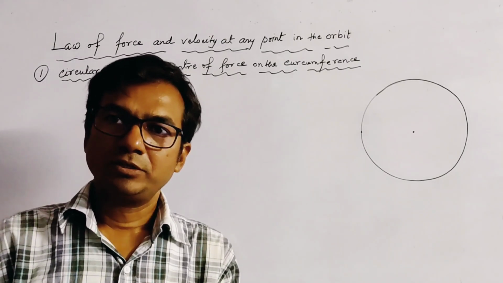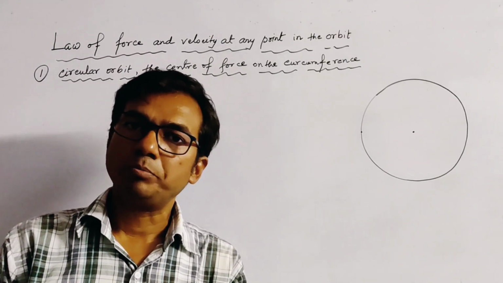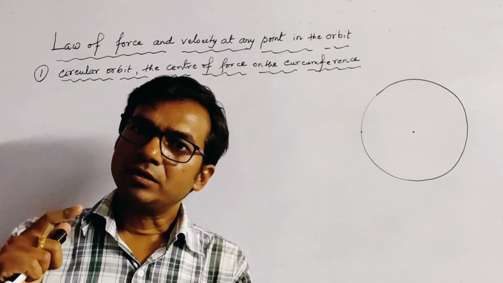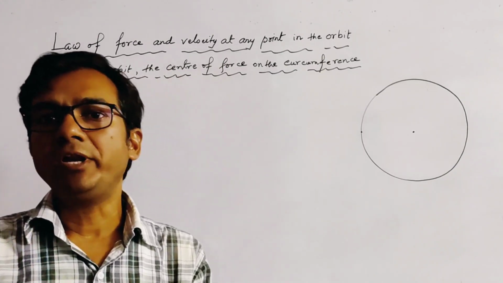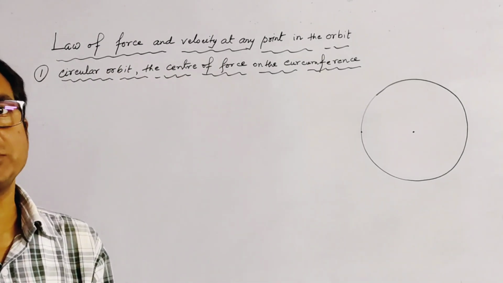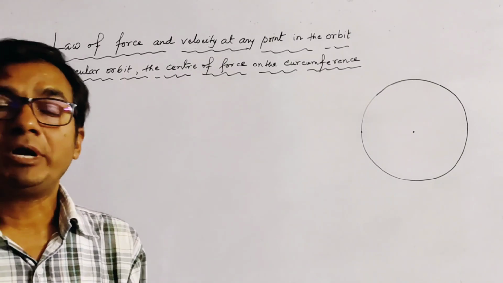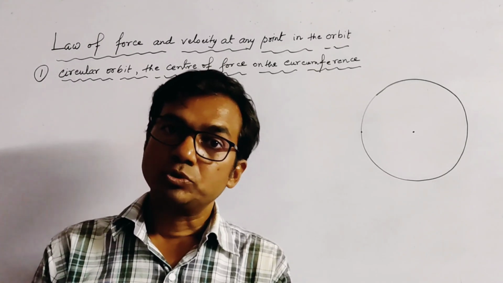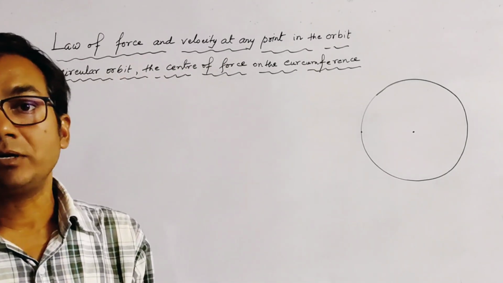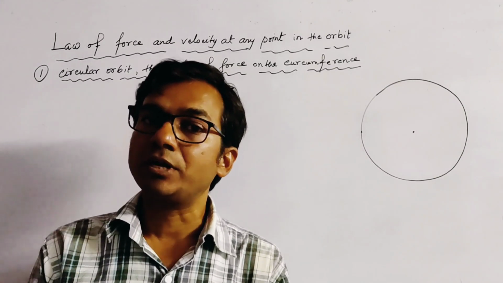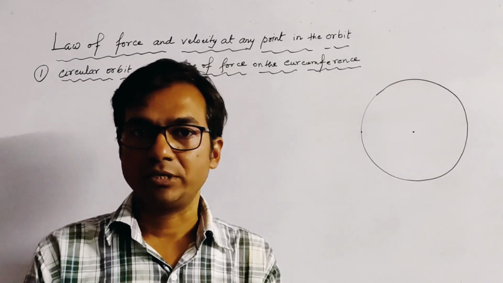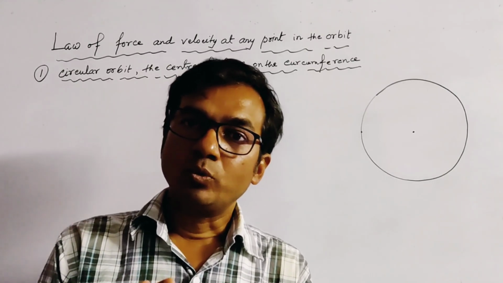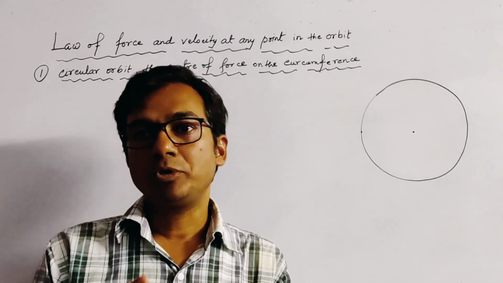In central orbit we get two types of problem. The first type is where the orbit is given, and we have to find the law of force or velocity, etc. But in the second type, the law of force is given and we have to calculate the central orbit by using some condition. And here we deal with the first type of problem.